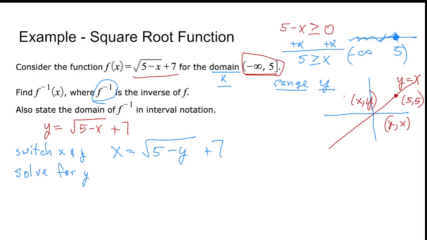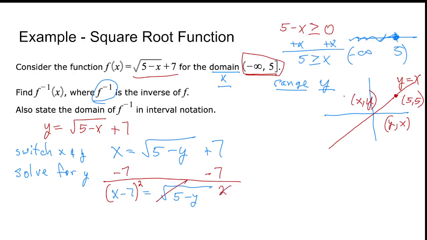So again, there you see an order of operations. We've got the square root thing, can't quite get to the y yet, so we'll subtract 7 from both sides. That gives us x minus 7 equals the square root of 5 minus y. We've got to get that y out of the square root, and so what we do is we square both sides. So when you square a square root, that cancels out. So now we have 5 minus y equals x minus 7 squared. We can subtract 5 from both sides. So then we subtract 5.